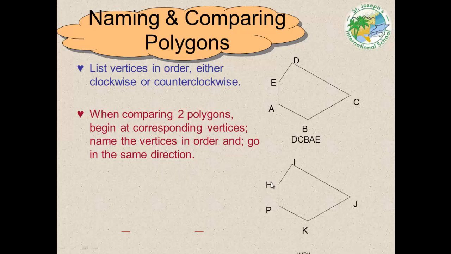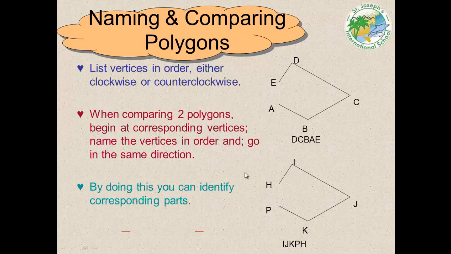For this polygon, I, J, K, P, H. So start from I and go in the same direction: L, J, K, P, H. Then by doing this you can identify corresponding parts.